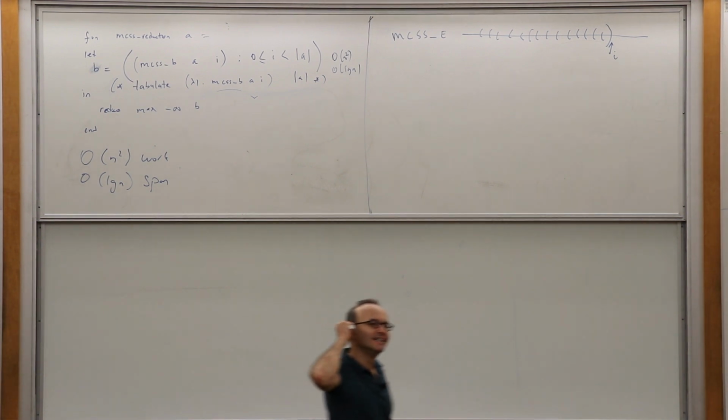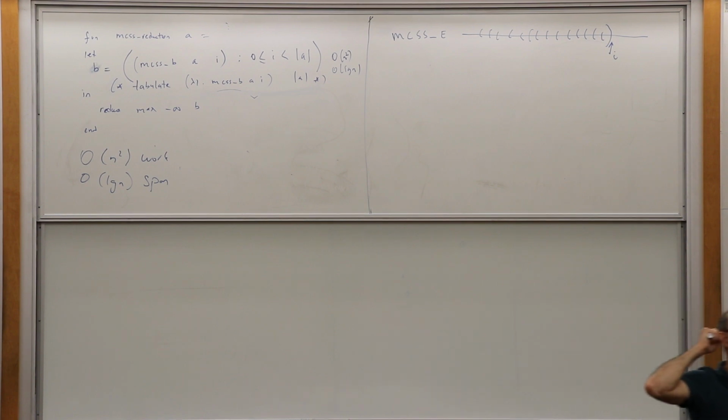Order n work? That's too high span, that's sequential. See if you can get log n span. Think about scan.